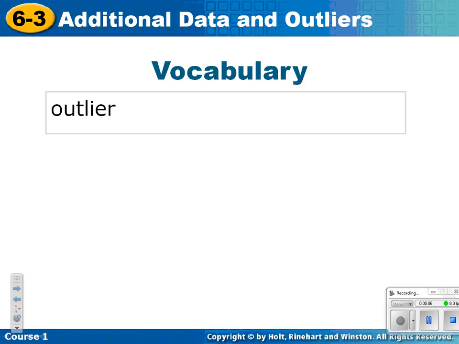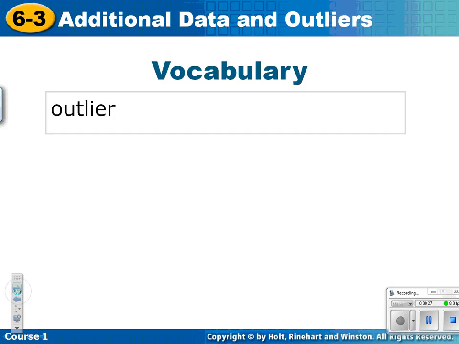Talk about outliers. We talked a little bit about them yesterday. Remember what an outlier was? Yeah, if you have a set of data, a set of numbers, and one of the numbers is way different than all the other ones, that's an outlier.